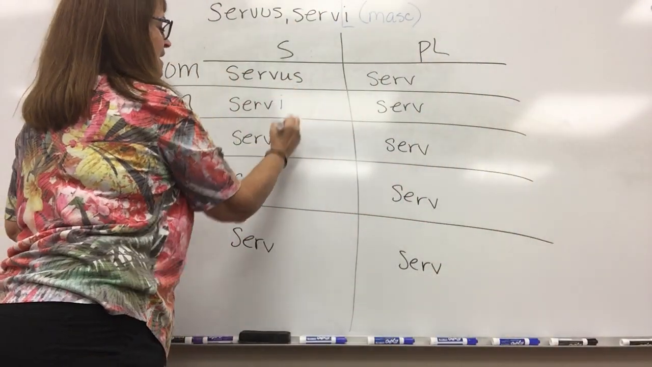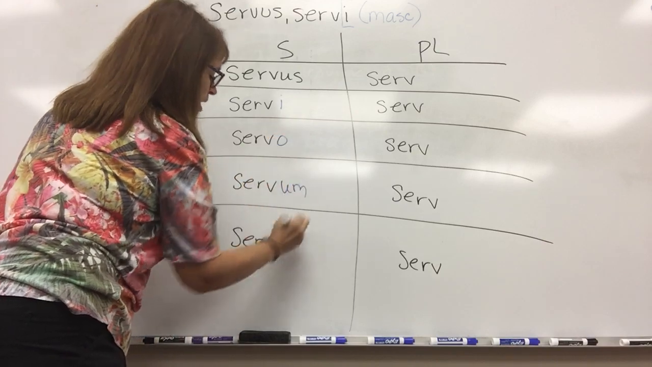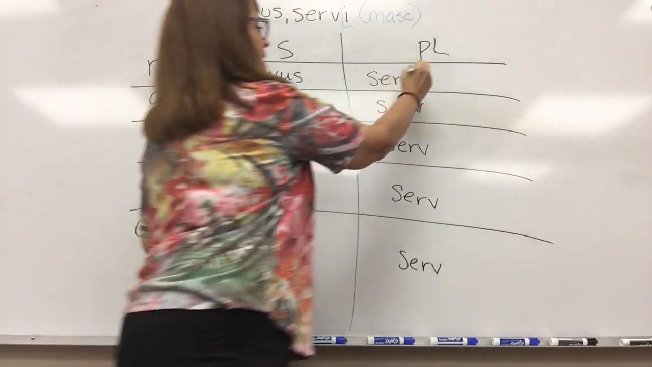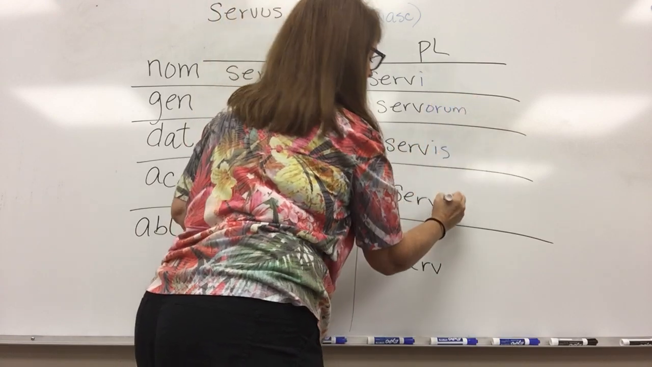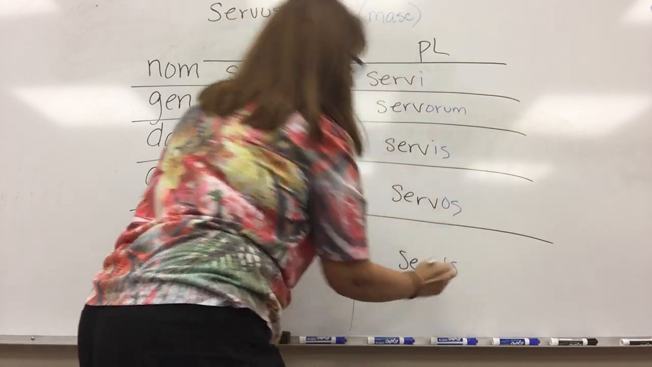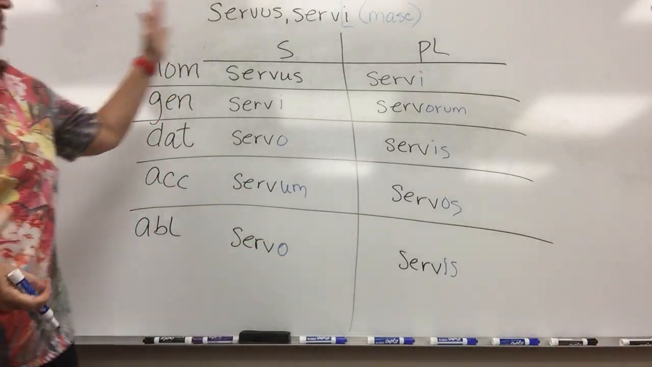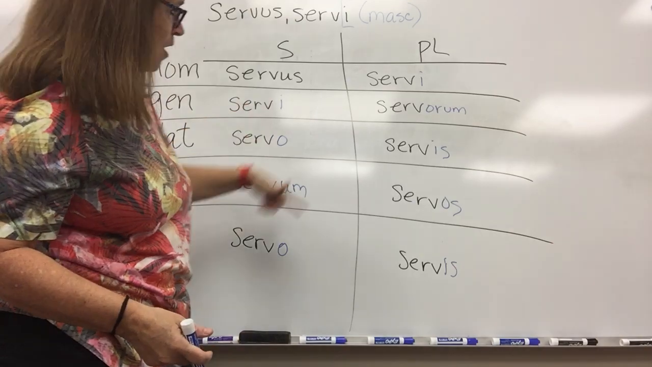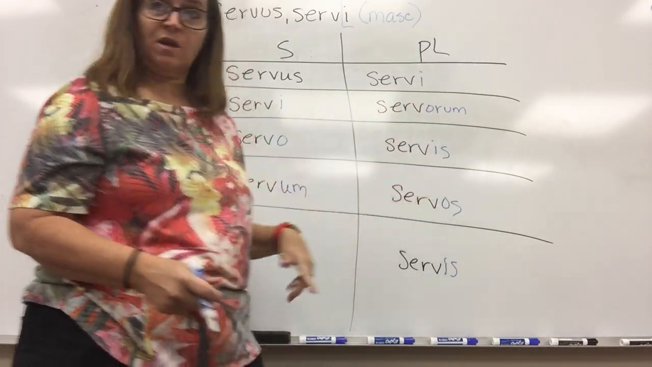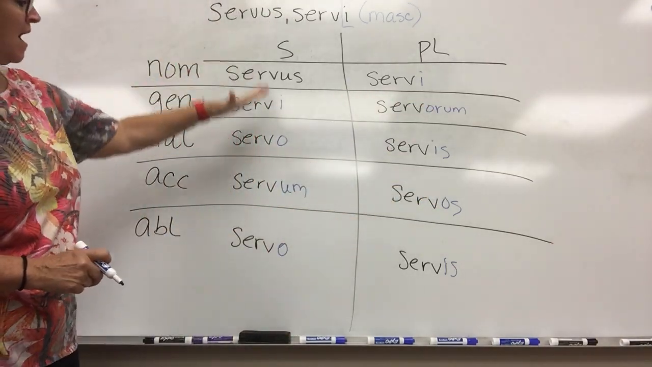Okay, so it's us, i, o, um, o. E, orum, is, os, is. Okay, second declension masculine is known as the O declension. You see orum, os. Okay, the O declension.